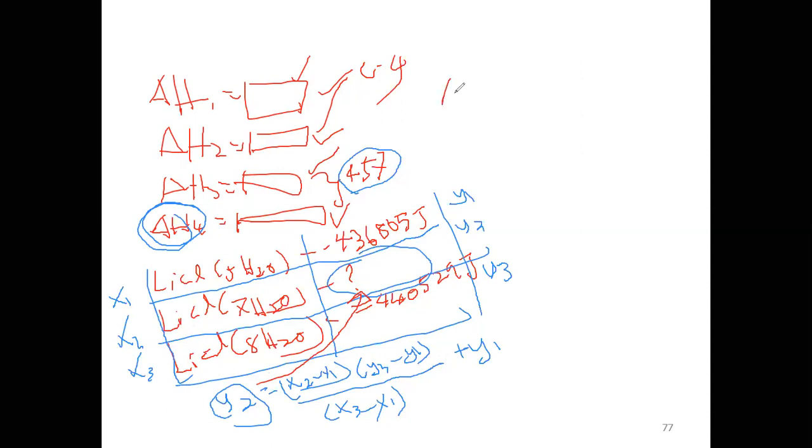So delta H equals delta H1 plus delta H2 plus delta H3 plus delta H4. So you can get delta H.